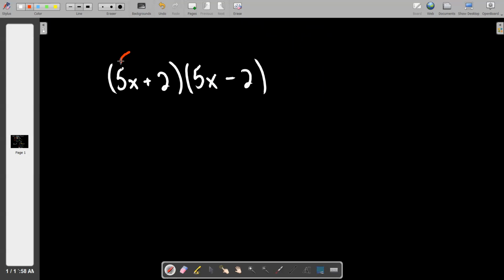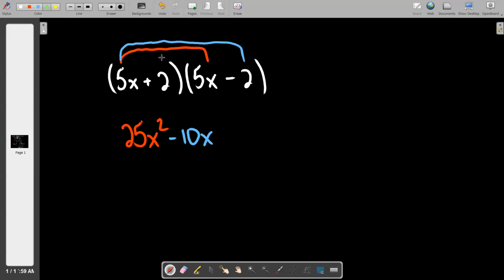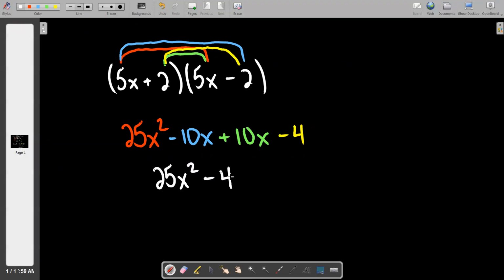So here we go. What's 5x times 5x? And then what is 5x all the way across times negative 2? Right. And then 2 times 5x, so plus 10x. Remember to always insert a plus or a minus sign. And then what is 2 times negative 2? Right. And what's my final answer going to be? 25x squared minus 4. Nice job.